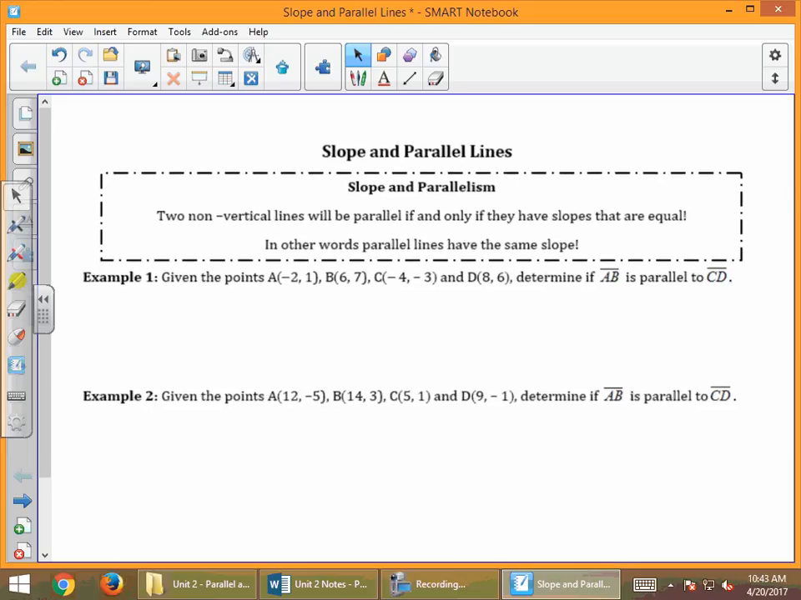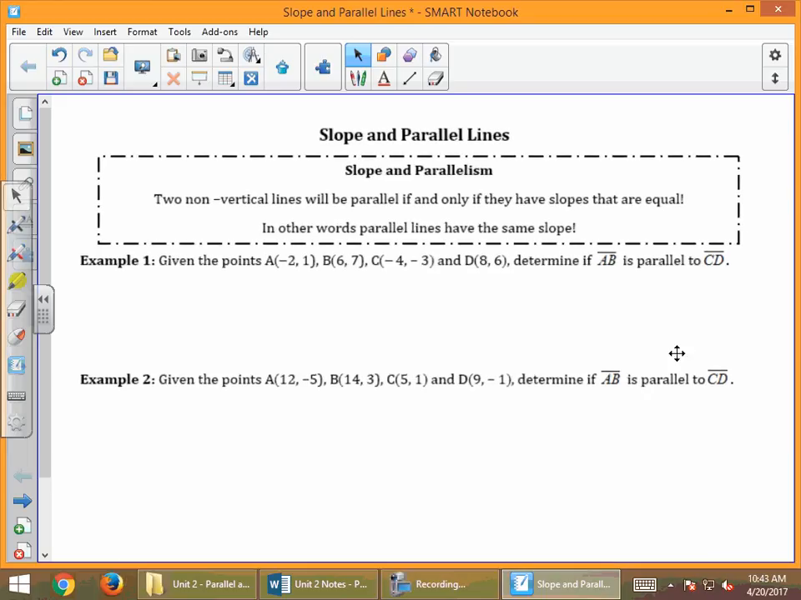In this section of notes, we're still going to talk about parallel lines, but we're going to look at their slopes. In the box, it says two non-vertical lines will always be parallel if and only if they have slopes that are equal. In other words, parallel lines have the same slope. So if there are two lines that have the same slope, they are parallel.